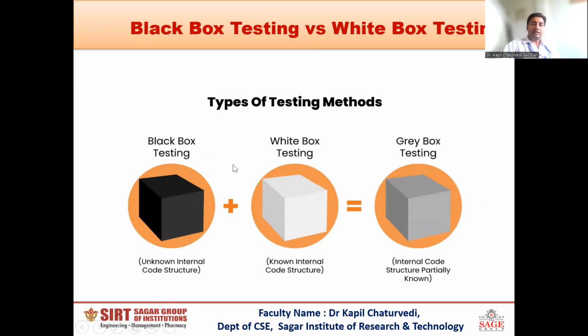Now, in general, in our minor and major projects, sometimes we check logic, sometimes we check flow. So basically, we apply gray box testing. This is the general purpose testing which we apply to check our programs and small software. The combination of black and white box testing is known as gray box testing.